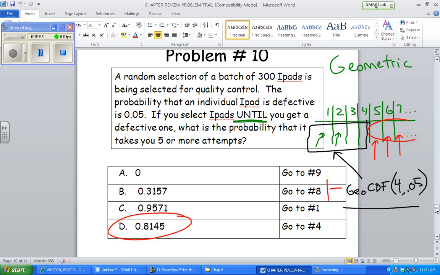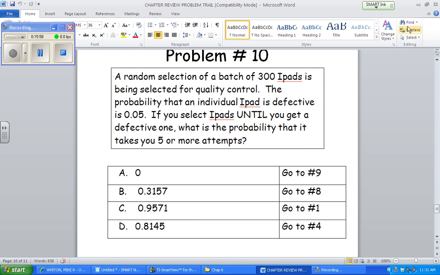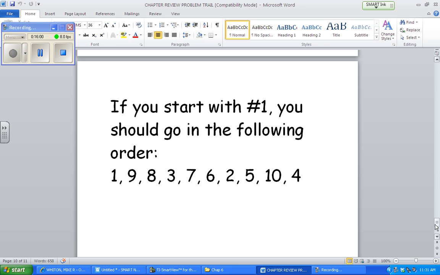Okay, and that's the problem trail. Here's a summary of the answers if you wanted to check and make sure you were in the right order and everything. If you started with number 1, you should go through in that order.